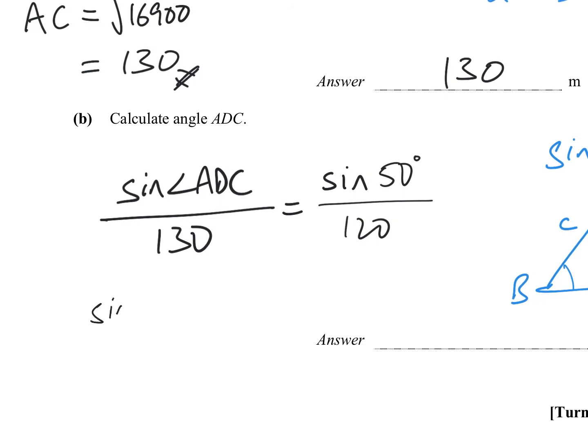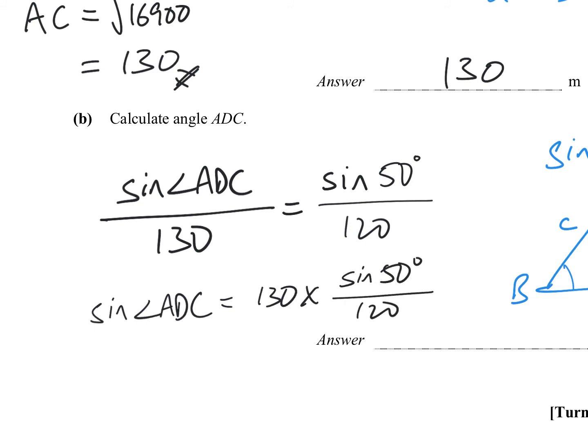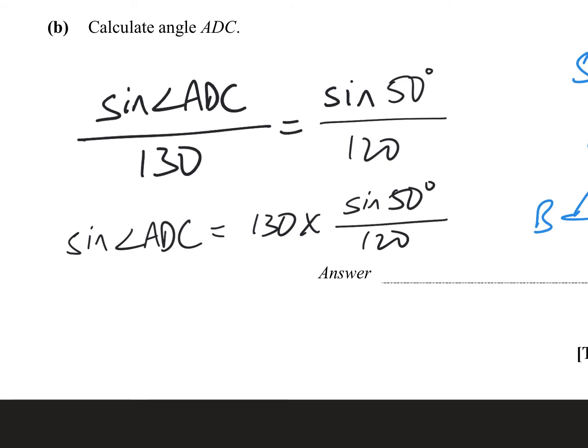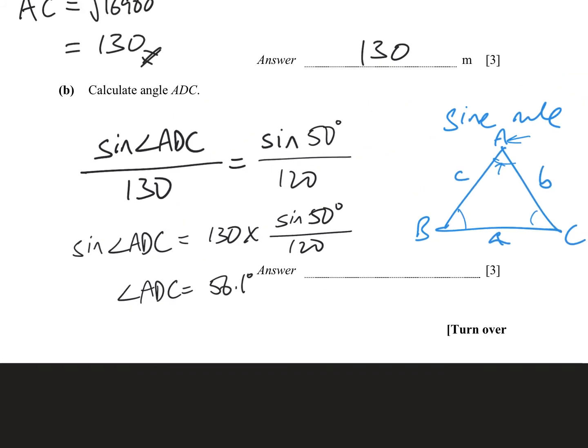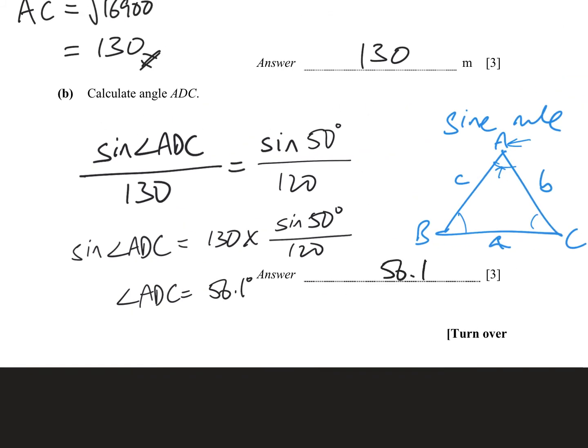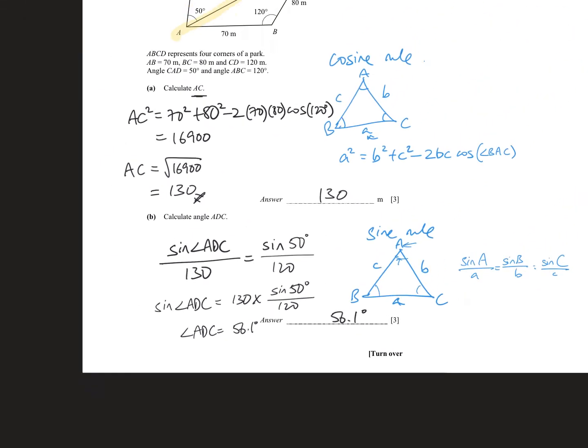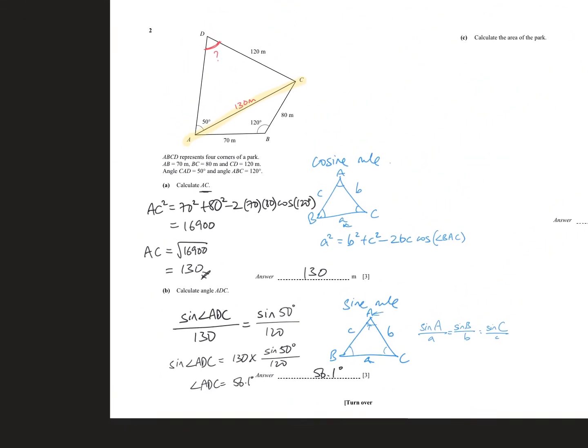So sine ADC is equal to 130 multiplied by sine 50 over 120, and that gives us angle ADC equals to 56.1. So I'll just zoom out for you to take a look.